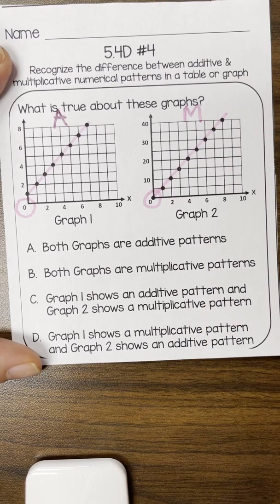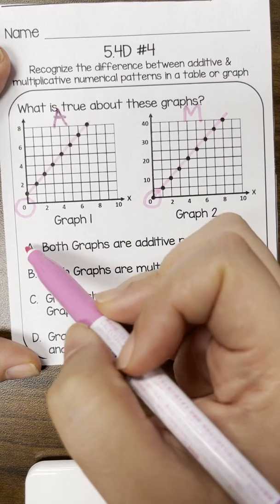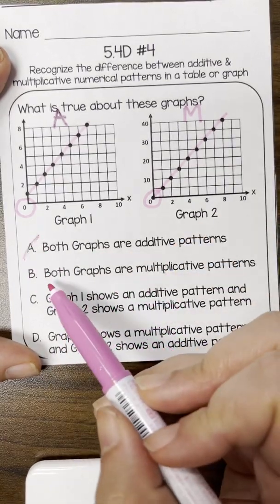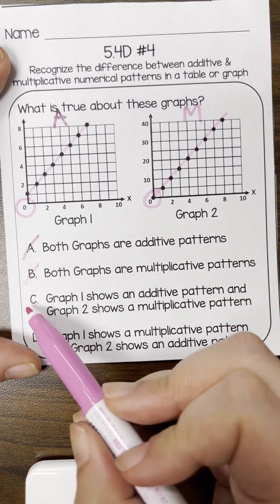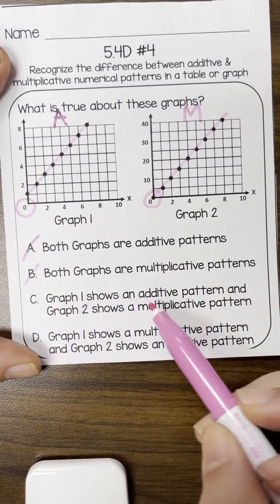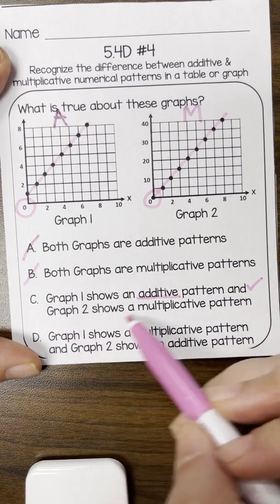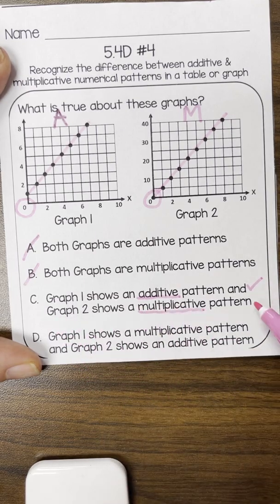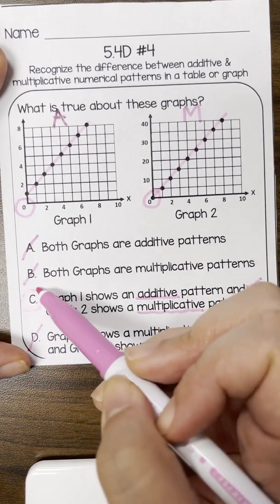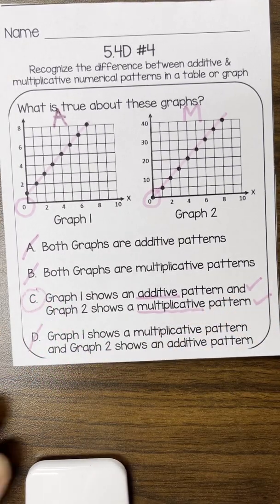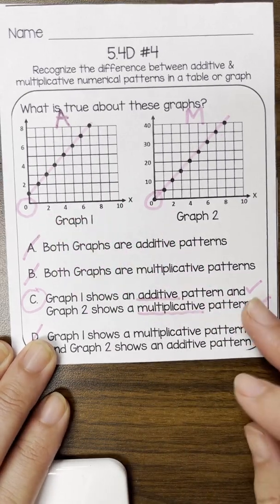So now let's look at our answer choices. Both graphs are additive. That is not correct. Both graphs are multiplicative. That is not correct. Letter C, graph number 1 is additive. That is true. Graph number 2 is multiplicative. That is true as well. So letter C will be correct, okay? Very important. Always look at the origin, and that will help you immensely.